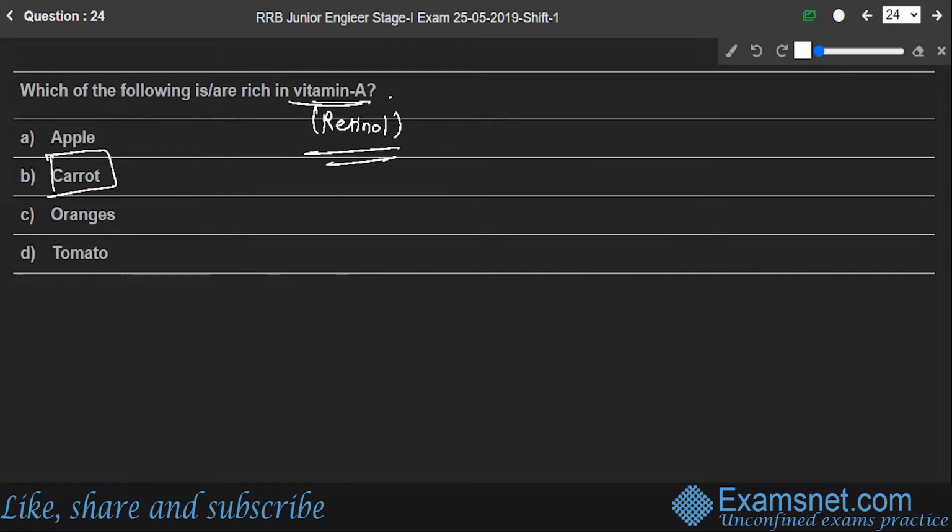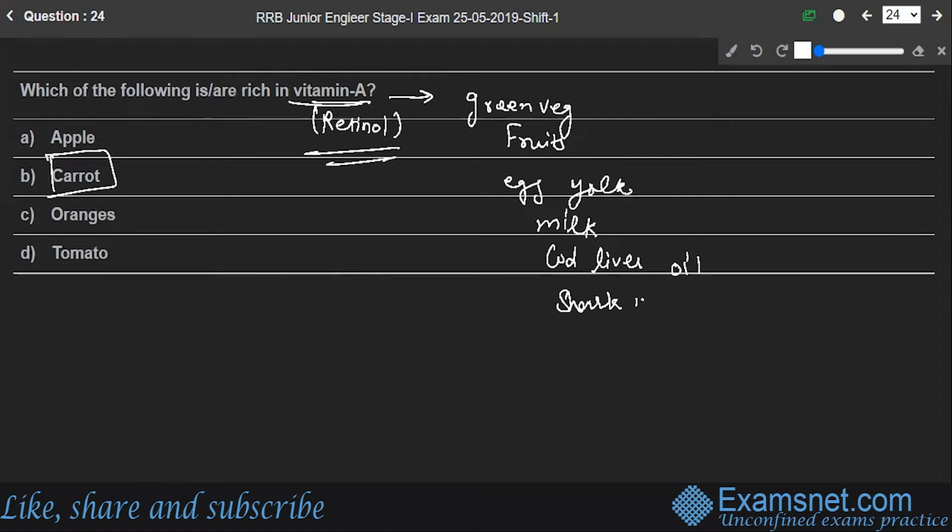Vitamin A has so many sources, which may be like green vegetables, fruits, egg yolk, milk, cod liver oil, shark liver oil, butter, ghee, number of things. Vitamin A is formed in the liver from the carotene, a yellow-orange pigment that occurs in the carrots. So you need to have the daily requirement of 2 mg for this.